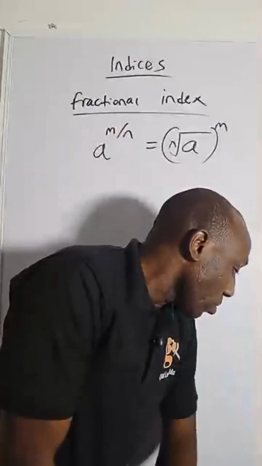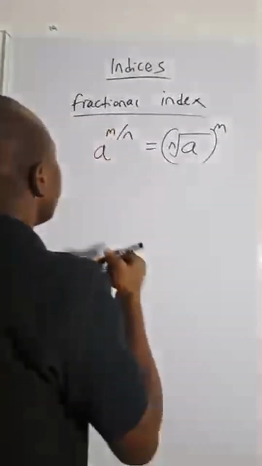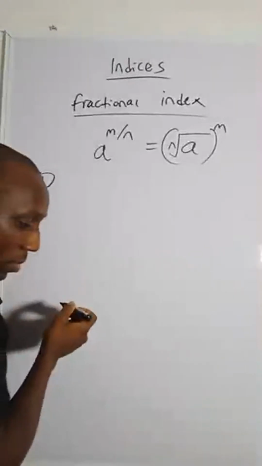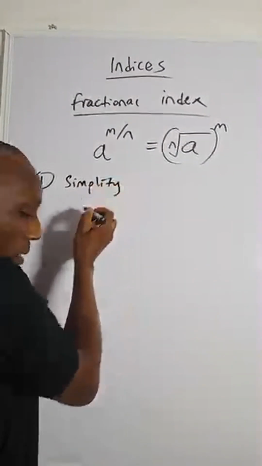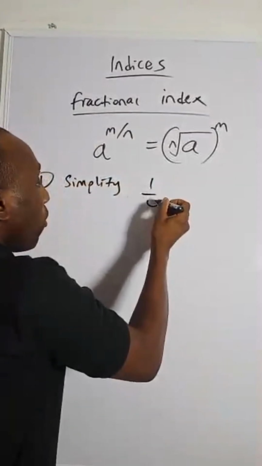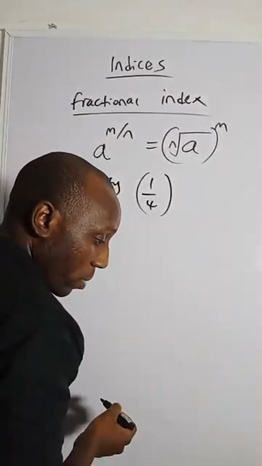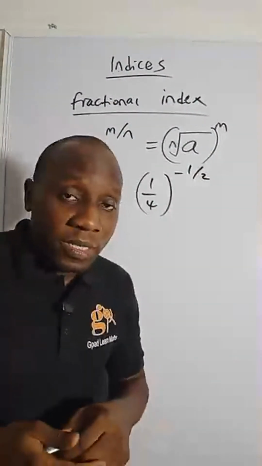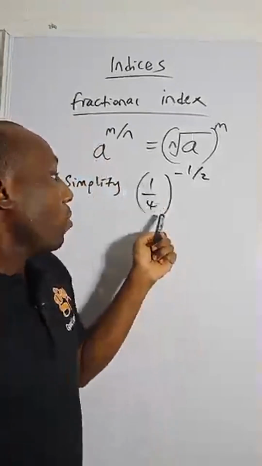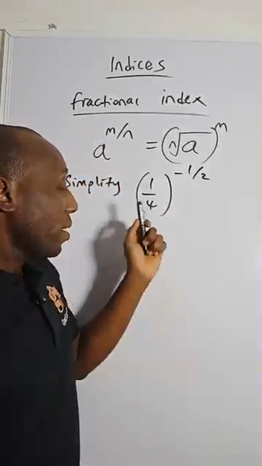All right, now to some examples. Number one: simplify 1/4 all raised to the power of -1/2. Very interesting question.